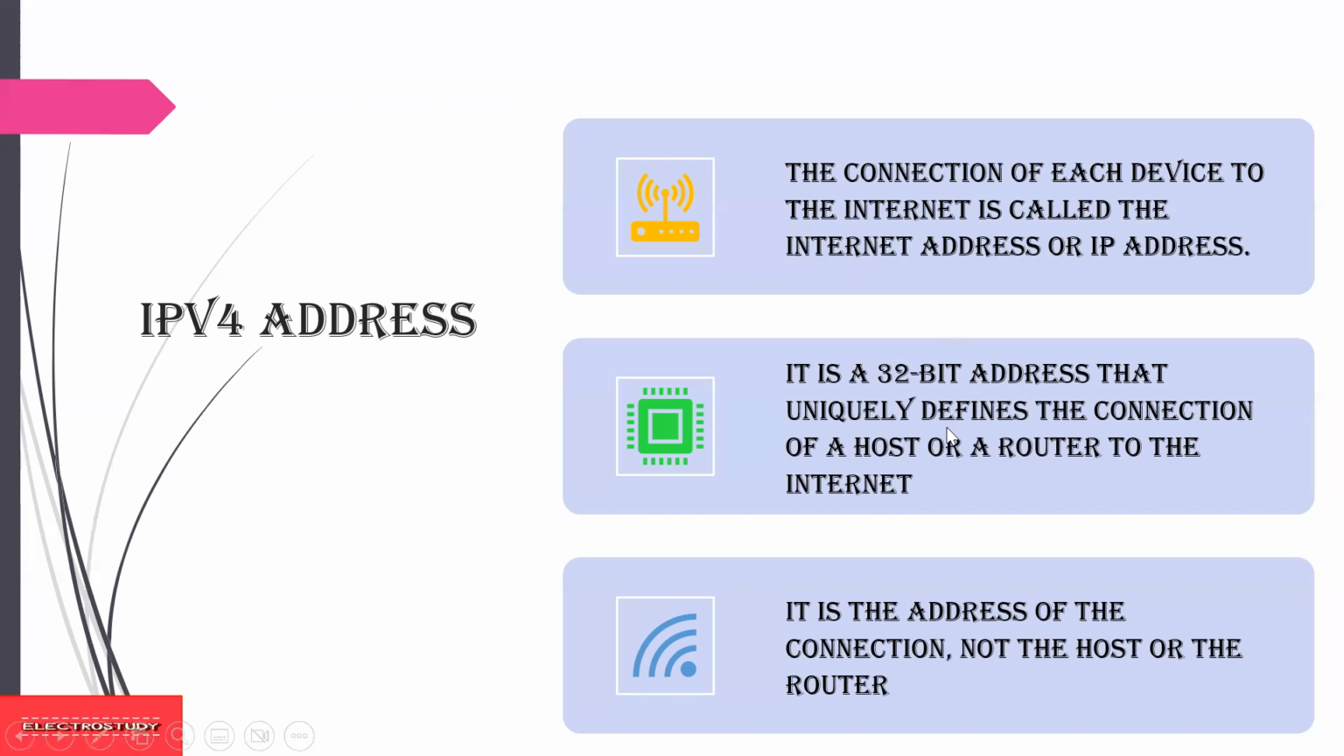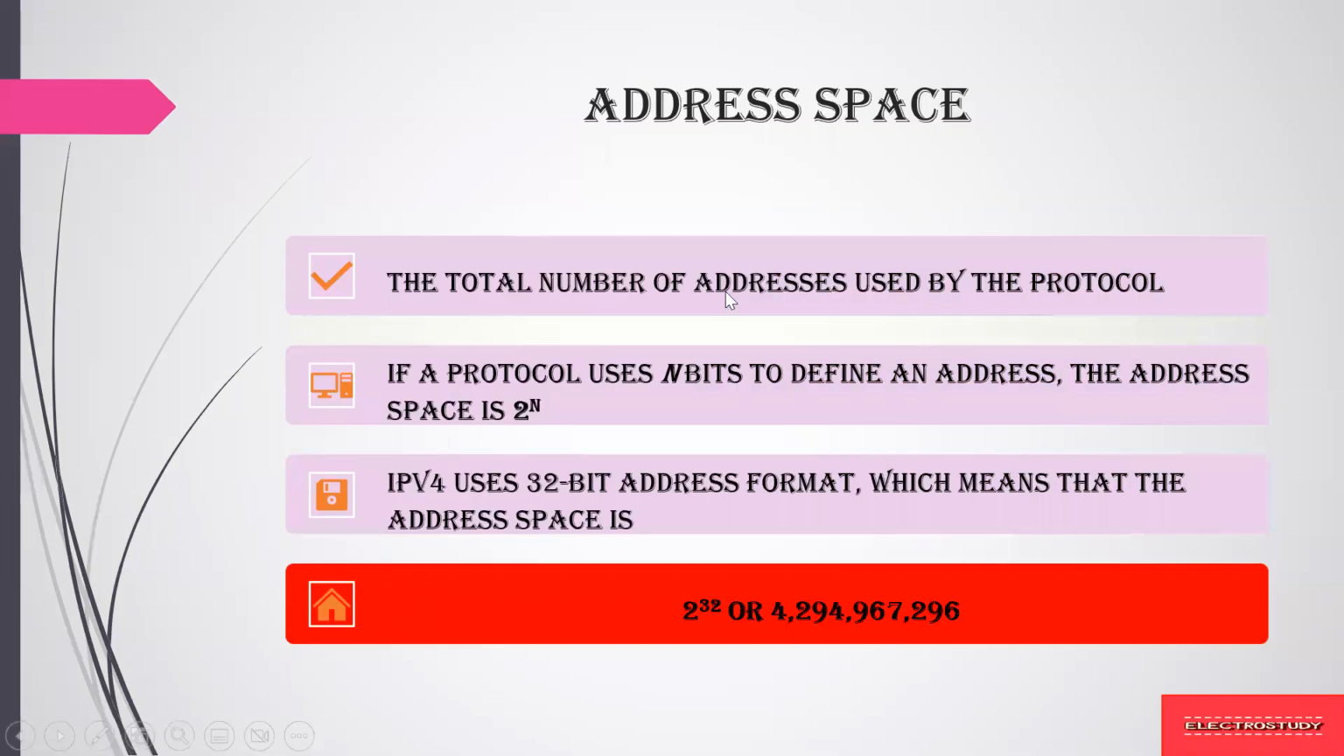The address formed is a 32-bit address that defines the connection of the host or the router through which the internet is connected. This address is the address of the connection and not the address of the host or router we are using. So for this, you need an address notation, to know how these addresses are formed.